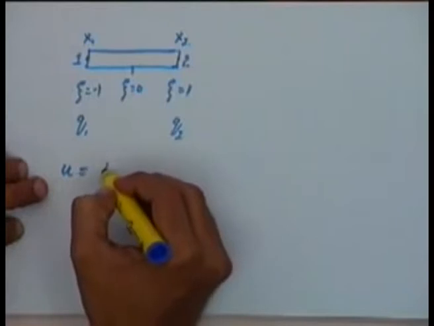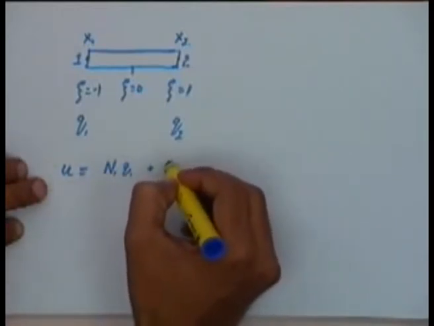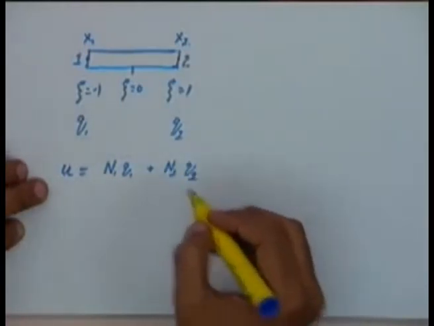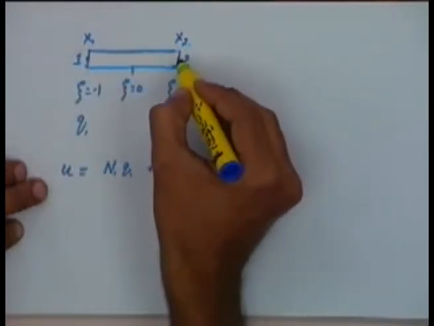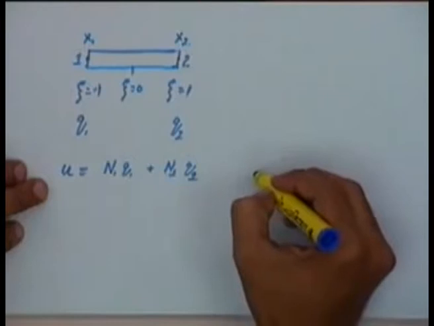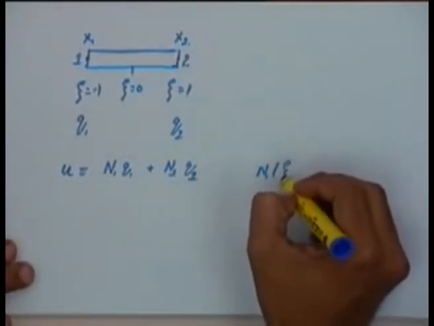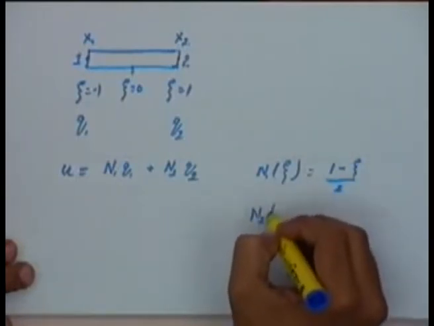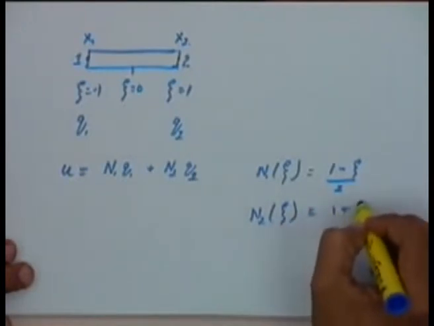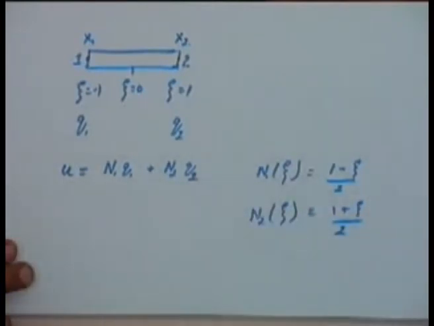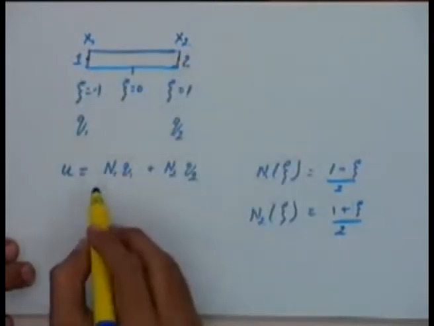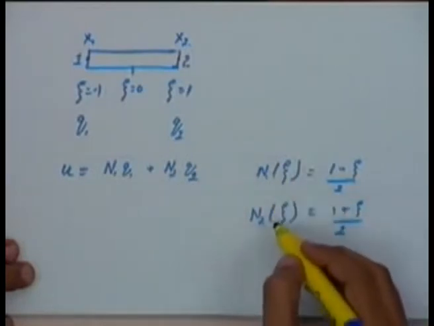Let us say it is a linear combination, n1 q1 plus n2 q2. So the deformation at any point inside this element is given by this linear combination, where n1 is a function of zeta equal to 1 minus zeta by 2, and n2, which is also a function of zeta, is equal to 1 plus zeta by 2. So u, the deformation at any point inside this element, is given by n1 q1 plus n2 q2, where n1 and n2 are functions of zeta.